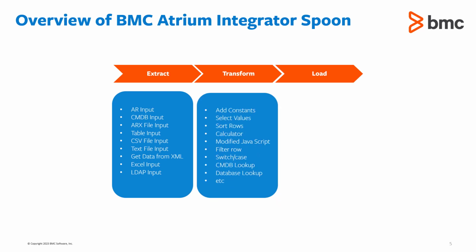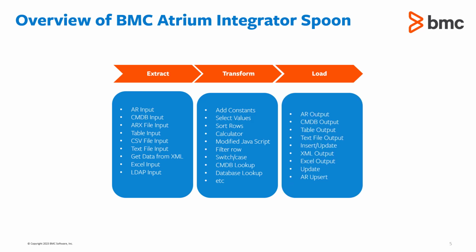For transformation, after extracting the data, we need to transform it so that it can be loaded correctly as required by target CMDB forms. Few examples of transform steps are add constant, select values, calculator, and many more. Once the data is transformed, it's pushed to target BMC forms using load steps like CMDB output, AR output, AR upsert, Excel output, table output.